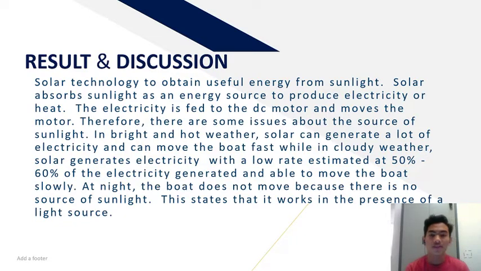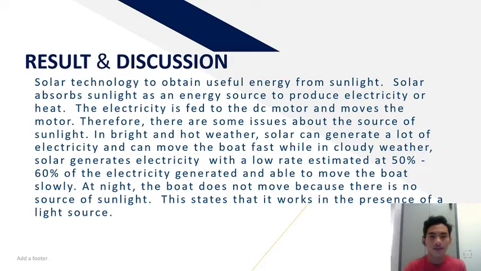Therefore, there are some issues about the source of sunlight. In bright and hot weather, solar can generate a lot of electricity and can move the boat fast. While in cloudy weather, solar generates electricity at a slower rate, an estimated 50% or 60% of the electricity generated, so the boat moves slowly. At night, the boat does not move because there is no source of sunlight.